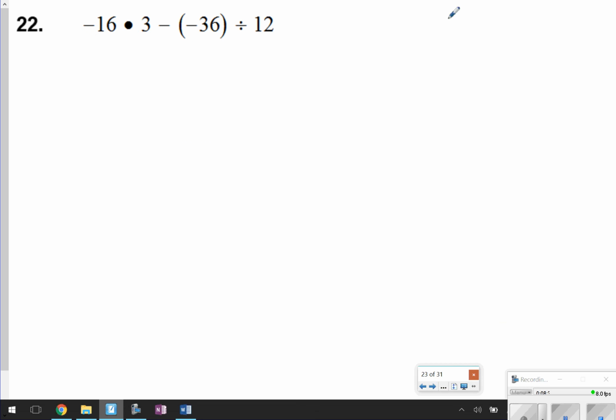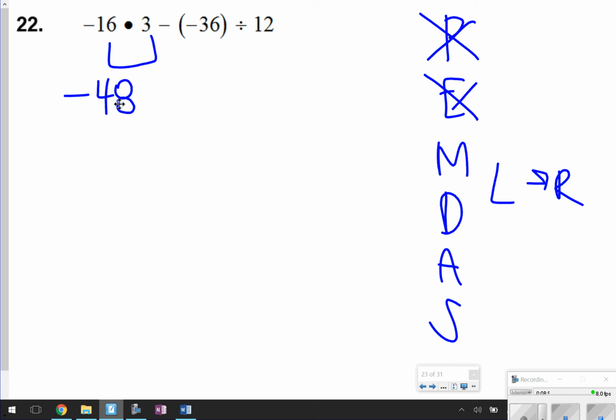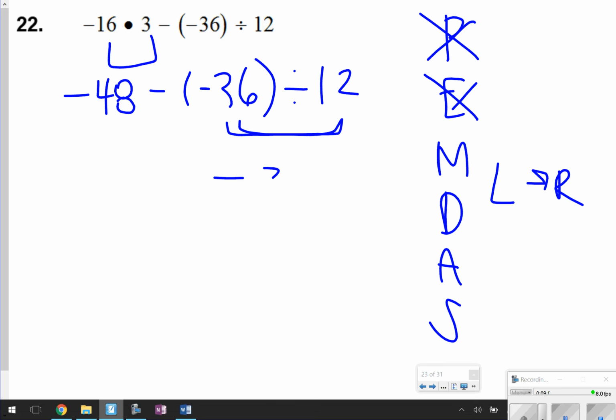Same thing with 22. Again, remembering order of operations. Nothing really in parentheses, nothing with exponents. Here I'm working with multiplication and division, left to right. Multiplying here first, negative 16 times 3, that's going to be negative 48. Bringing everything else down, minus negative 36 divided by 12. The next thing I have is these two things being divided. Negative 36 divided by 12, that's negative 3.